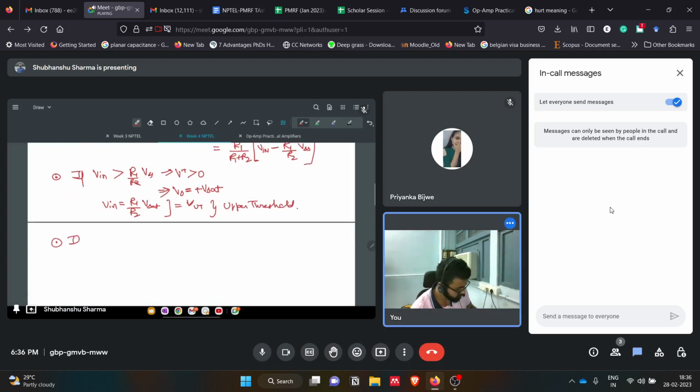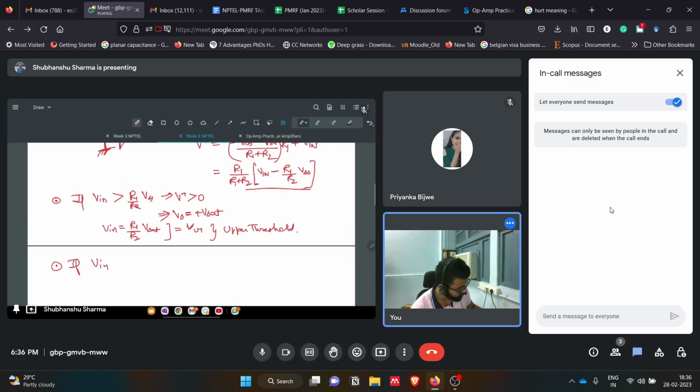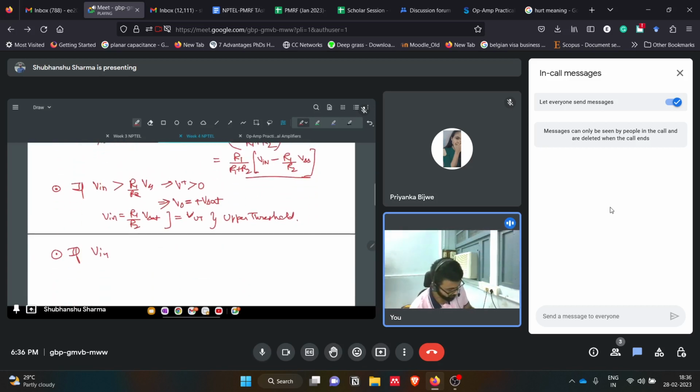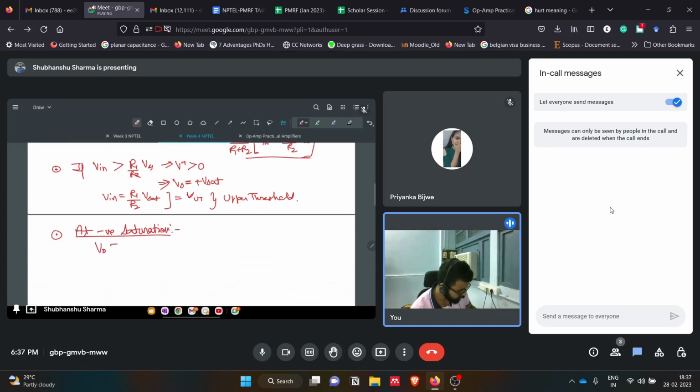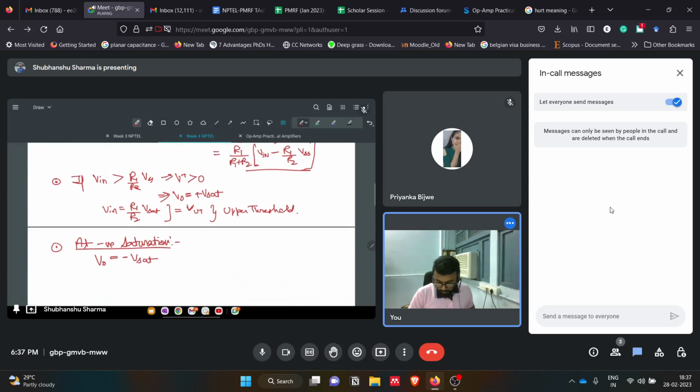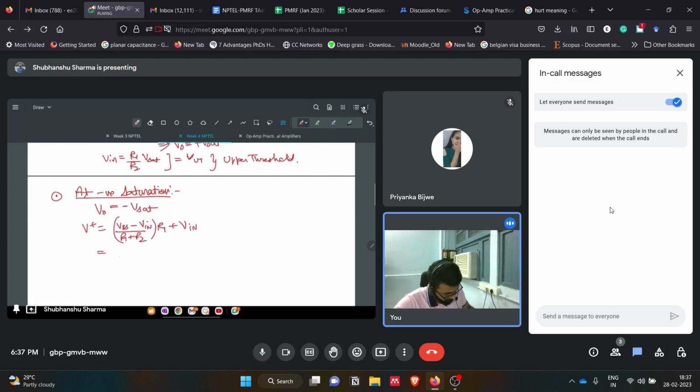Now if we see the other part, we'll see the negative saturation. So at negative saturation, V output, we have assumed, is minus V saturation. So what will happen? Then V plus will be VSS minus VI divided by R1 plus R2 into R1 plus VI. That is VIN. Okay. So then after rearranging, we'll get R1 upon R1 plus R2 then VI plus R1 by R2 VSS.